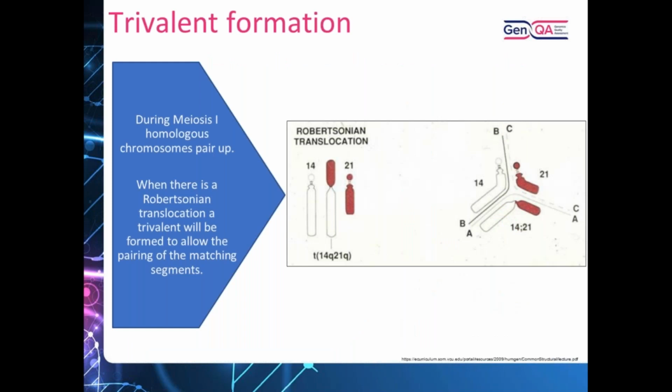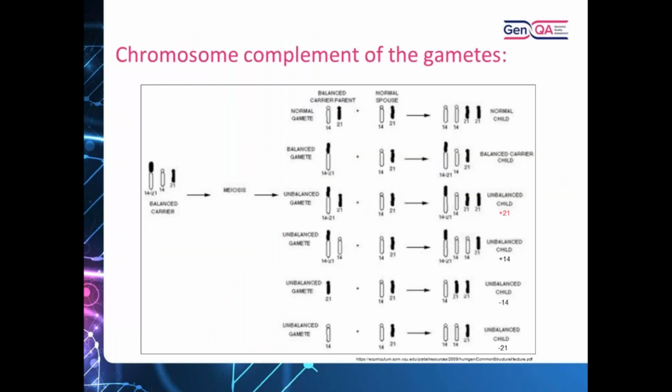Again, during meiosis, the homologous chromosomes will pair up. But this time, rather than forming a quadrivalent, they'll form a trivalent, where the three chromosomes produce a Y sort of shape. And this allows the matching segments on the chromosomes to pair up. So this diagram shows the chromosomal complement of the gametes. I'm not going to go through them all. But really the only one that's likely to be viable from this translocation is the trisomy 21.